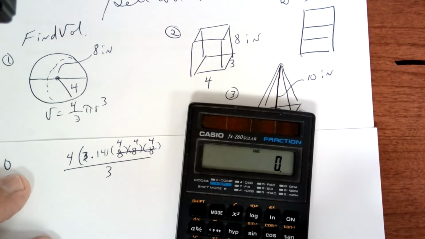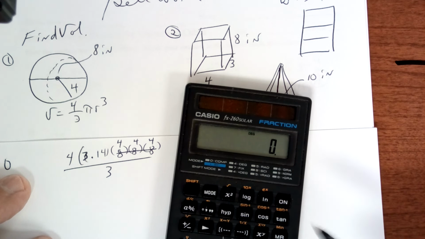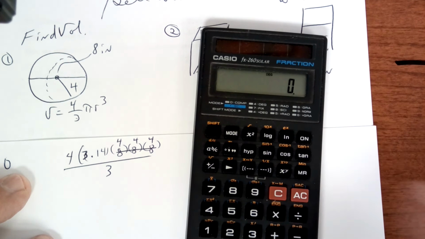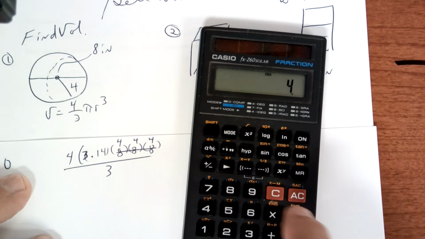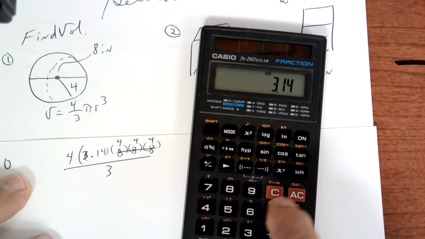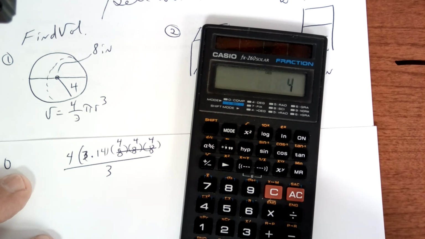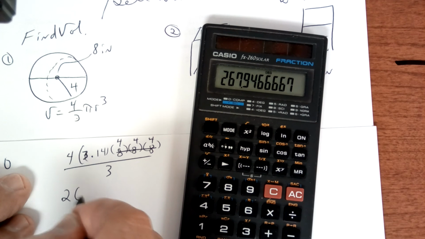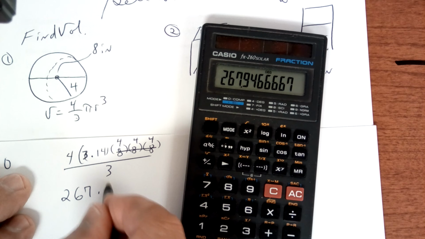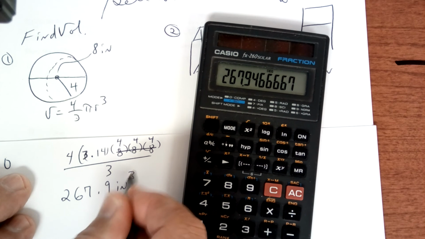Now there's a key on here that you can raise it to the power, like right there, the XY key. But if you don't have that, you can just go 4 times 4 times 4 times 3.14 times another 4. Press equals, divide by 3, I get a volume of 267. Remember, this is going to be cubic inches because it's volume.